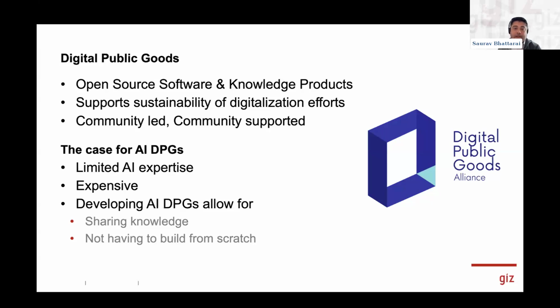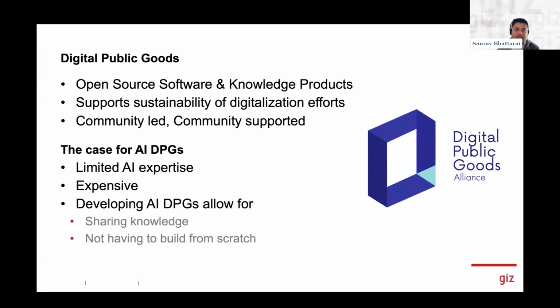So not having a more participatory approach. So that's what digital public goods are when we look at just software and knowledge products. But now, why should we be looking at digital public goods when we're talking about AI?